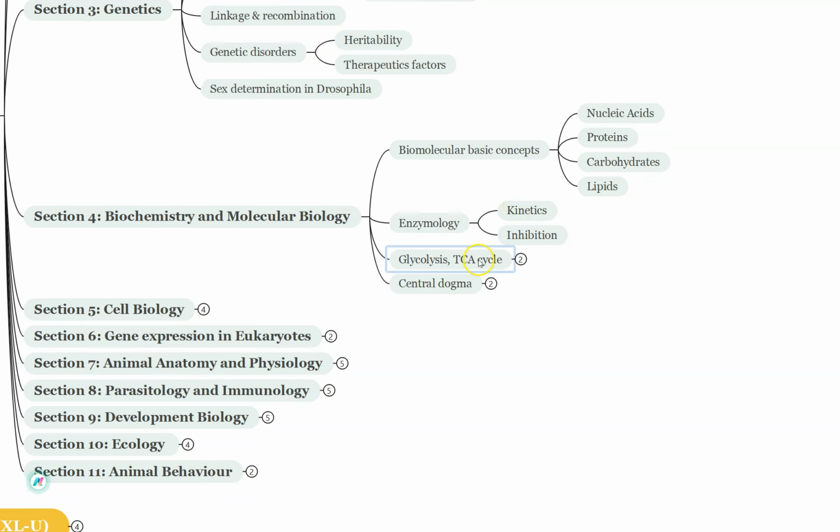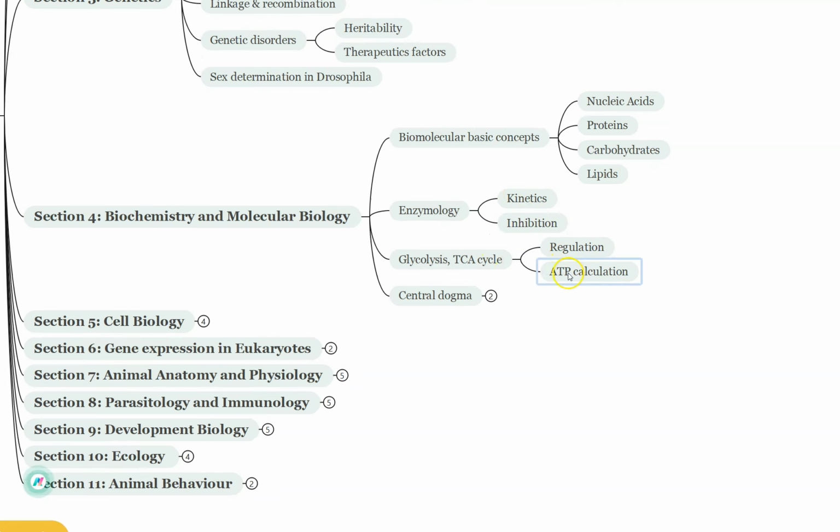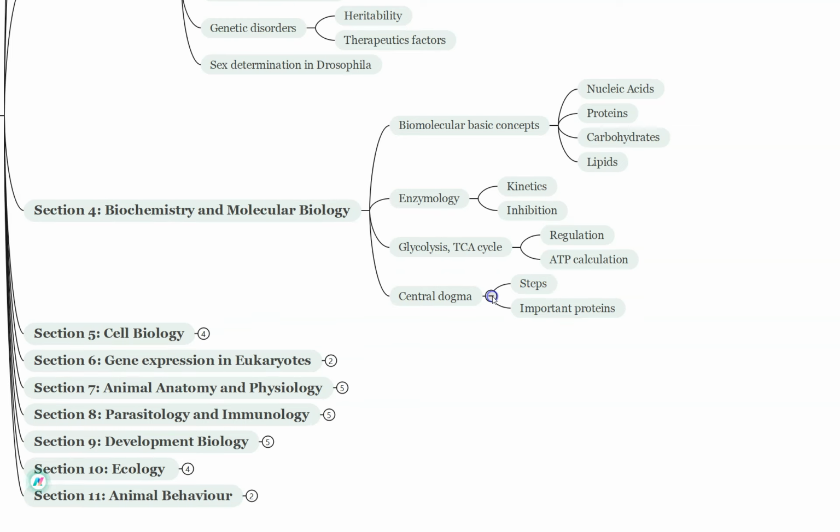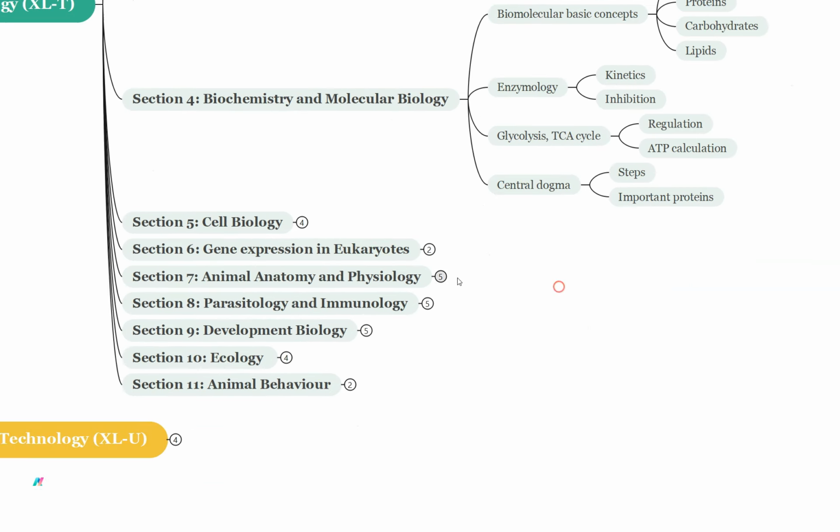Enzymology, kinetics and inhibition. Glycolysis, TCA cycle, the regulation and ATP calculation. You don't have to go into as much detail if you are preparing for biochemistry. So this would be like how you are preparing for chemistry. And the central dogma of molecular biology, the important steps and the proteins which are involved.